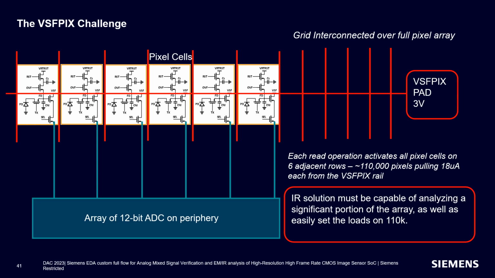pixels. Due to the column parallel nature of the readout, each pixel output source follower in the column is biased with about 18 microamps of current pulled directly from the VSF PIX supply. With this context, the main challenge is that any IR drop solution must be capable of analyzing a significant portion of the whole pixel array without compromising on accuracy. Setting current sinks on the 110,000 pixels in an easily programmable fashion is also very important.